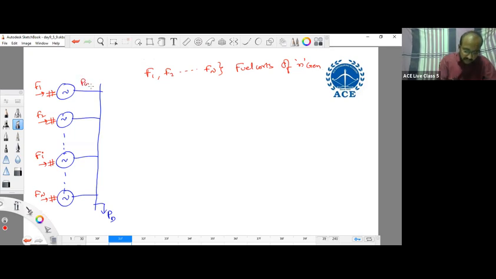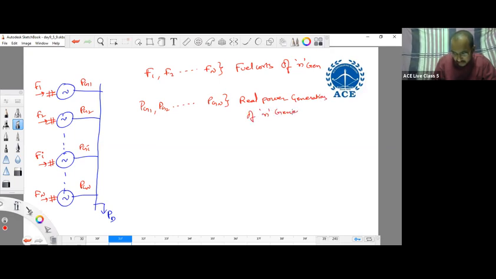And Pg1, Pg2, Pgi, so on up to Pgn, these are the real power generations of n generators. Now, our problem statement is to minimize the total fuel cost. How do we minimize the total fuel cost?